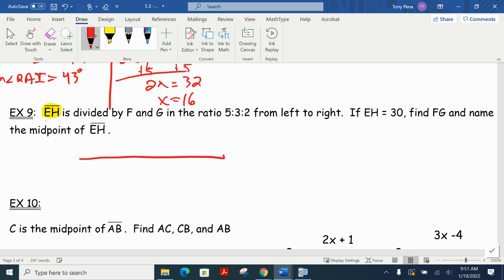Segments do not have arrows. They have a distinct starting point and a distinct ending point. So there are no arrows there. The first one has to be E, the last one has to be H. I'm going to make this one the E and this one an H. That segment is then going to get divided by 2 points, a point F and a point G, in a ratio of 5, 3, 2 from left to right. So somewhere over here there's a point F, and somewhere in here there's a point G that's dividing the segment up.